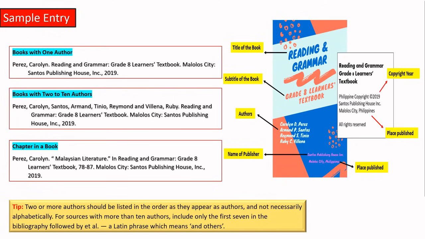necessarily alphabetically. For sources with more than 10 authors, include only the first 7 in the bibliography followed by et al., a Latin phrase which means and others.